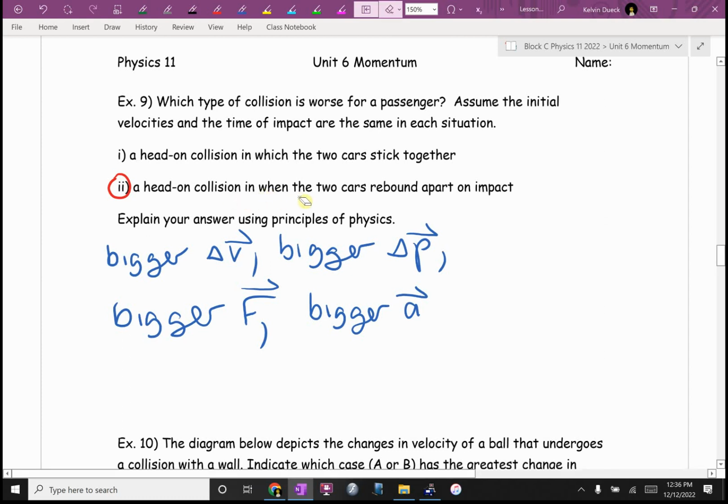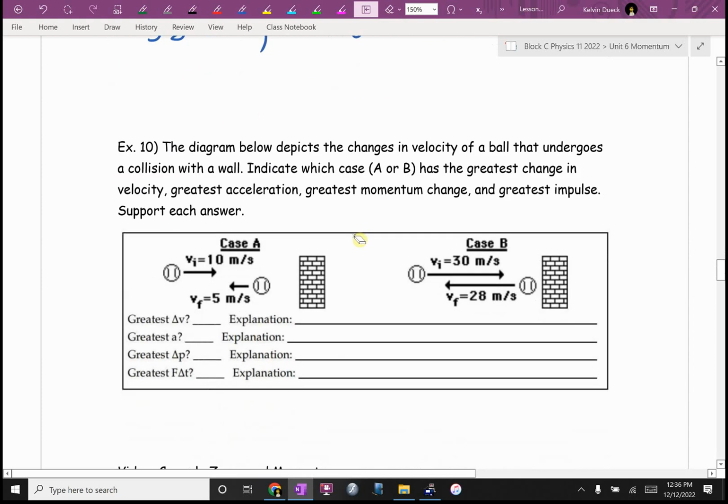How can we make it more likely that cars will stick together and not bounce off of each other? Let's come back to that. Example 10 then. The diagram below depicts the changes in velocity of a ball. Look at the picture. Is there a change in direction?